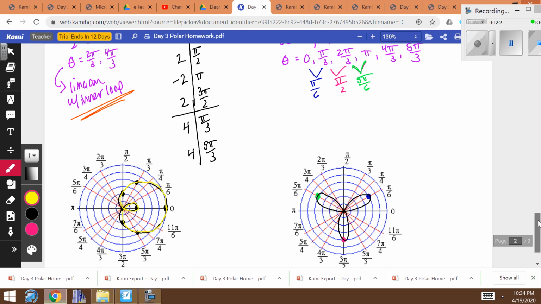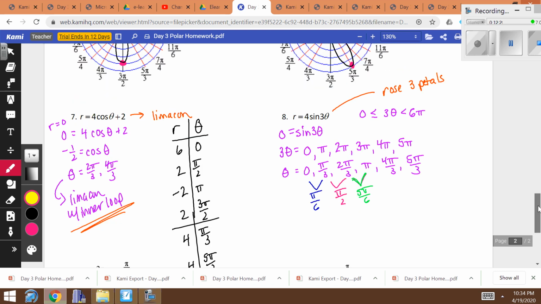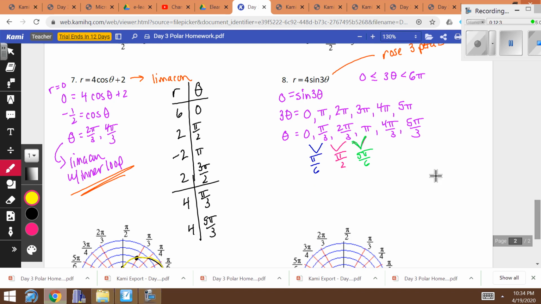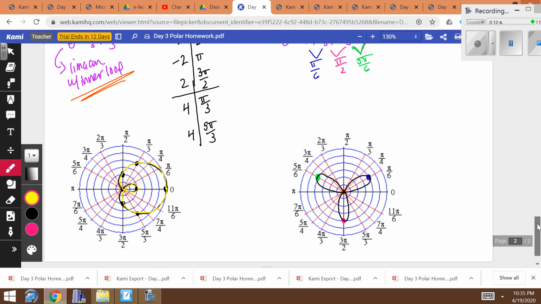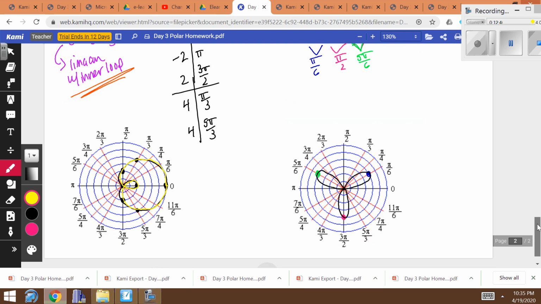All right, last one is another rose. This one is a rose with 3 petals. Again, we found our 6 values where it crosses through the pole. Really, when we're looking at these, the domain ends up really being from 0 to pi, so that's why I kind of cut it off here as well. We don't have to do the rest of that work with these because we know there are 3 petals.